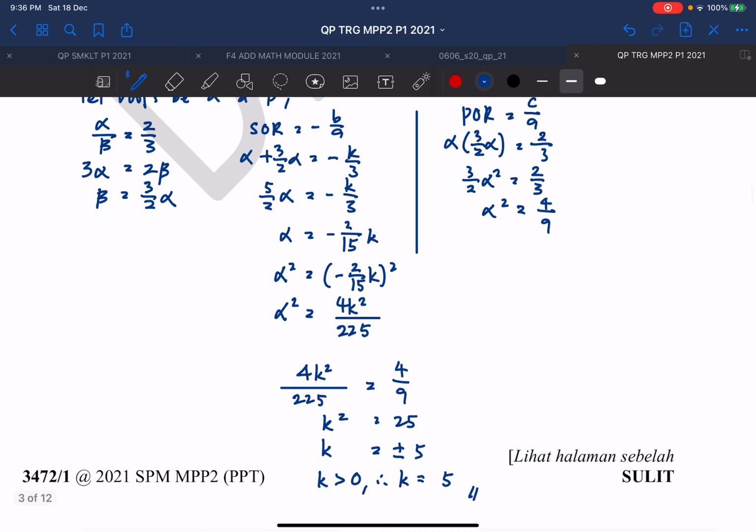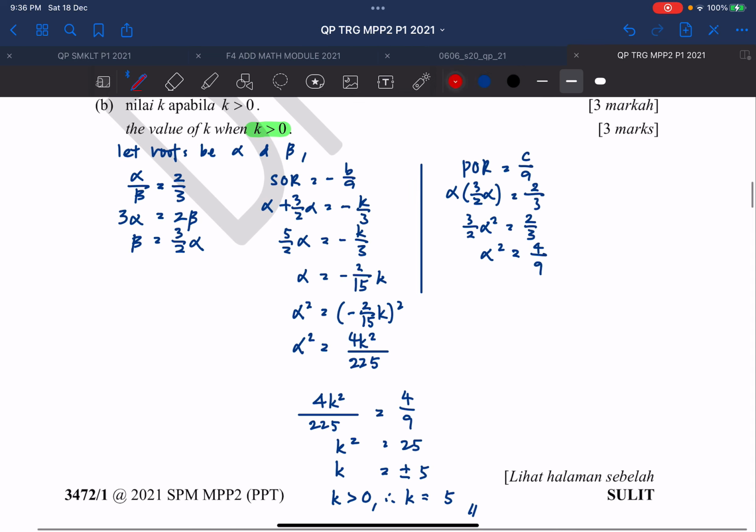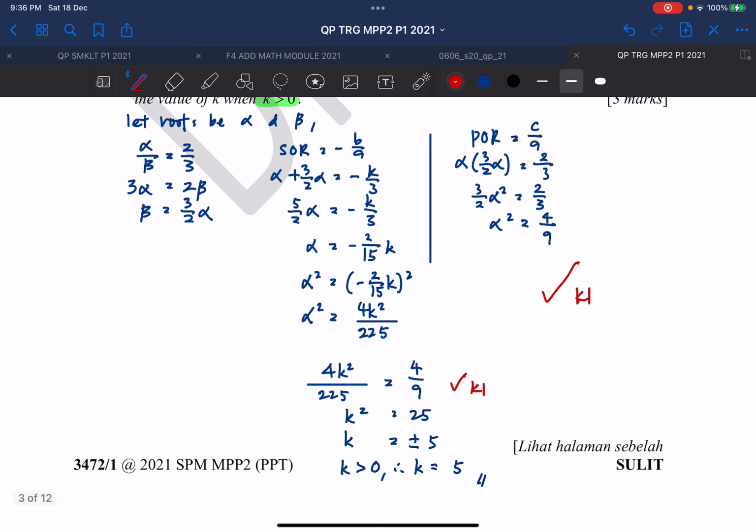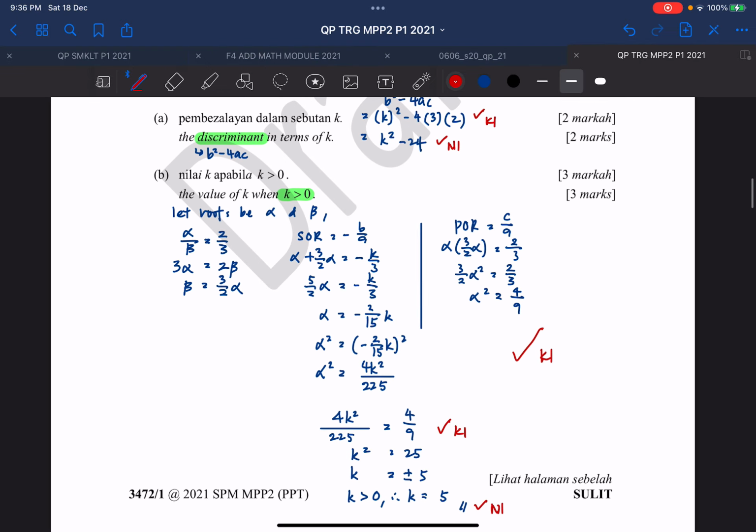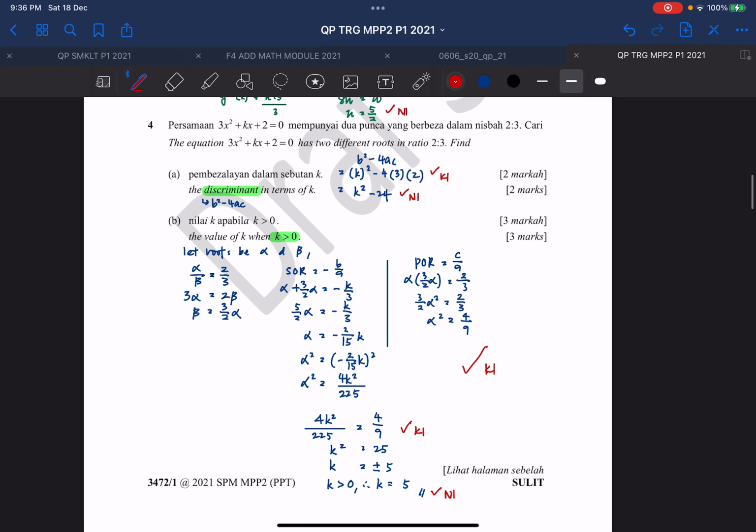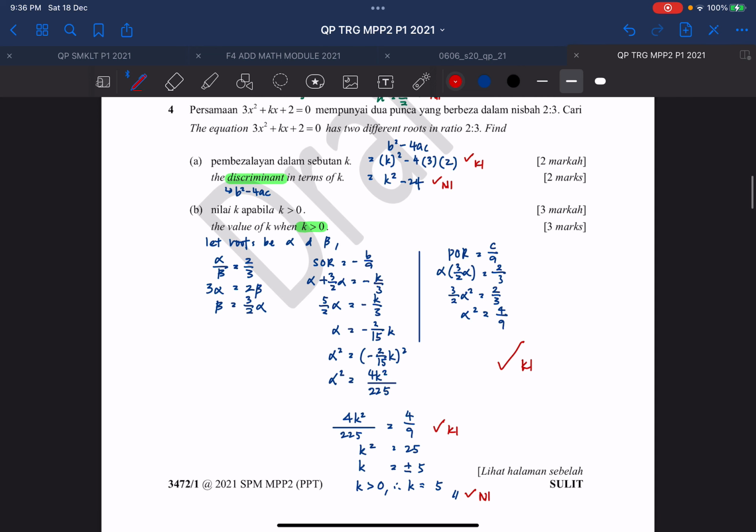That's your final answer. So for this question, it's actually a 3 marks question. You will get 1 mark when you do your SOR or POR concept. And when you can equate them by comparison, you get 1 mark. And the last mark will be given for your final answer. So for this question, you should get 3 marks for question 4B. Okay, that's all for question 4. We'll continue with question 5 later.